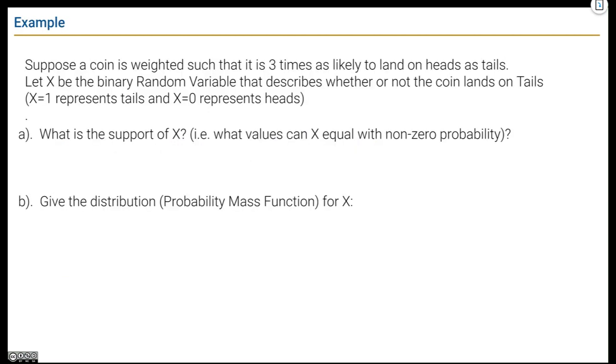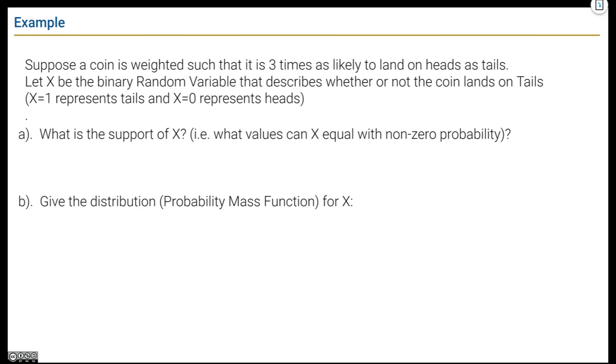Let's start with an example. Suppose that I define a random variable x to be whether or not a biased coin lands on tails. And so in this case, this is either a yes or no situation. So I'm going to let x equaling 1 represent tails and x equals 0 represent heads. In this case, take a minute and see if you can come up with what the support of x is and what the probability mass function for x would be.